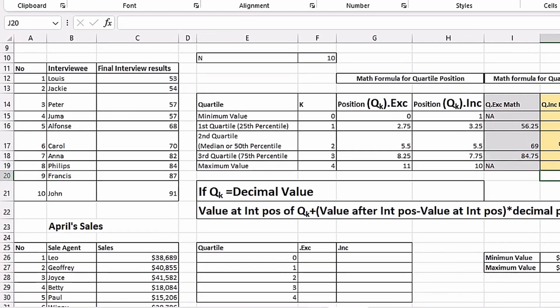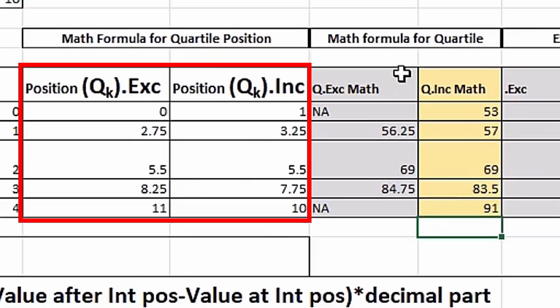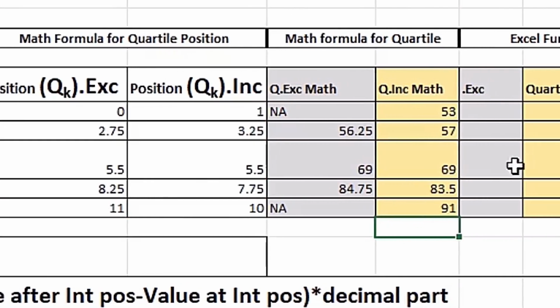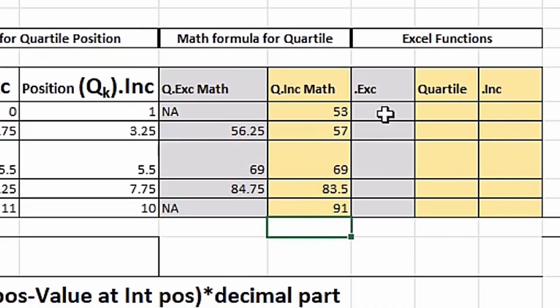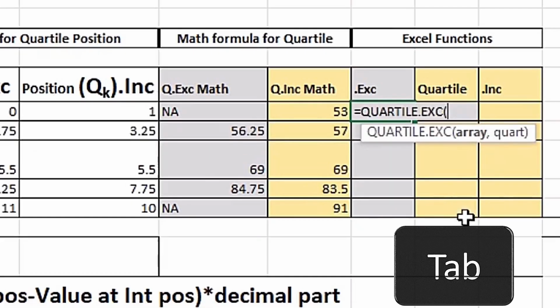Now you can see, now that we have used the maths formulas to calculate the quartile positions and even the quartile, let's see how we can do it using Excel functions. So I'm going to click on this cell. I'm going to start with QUARTILE.EXC. So I'm going to do equals to, the function we use is called QUARTILE.EXC. When I see it highlighted in blue, I'm going to hit tab to select it.